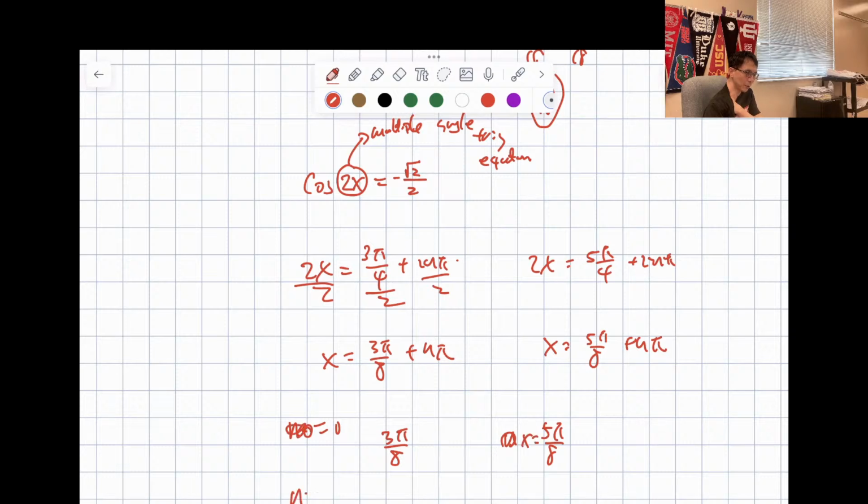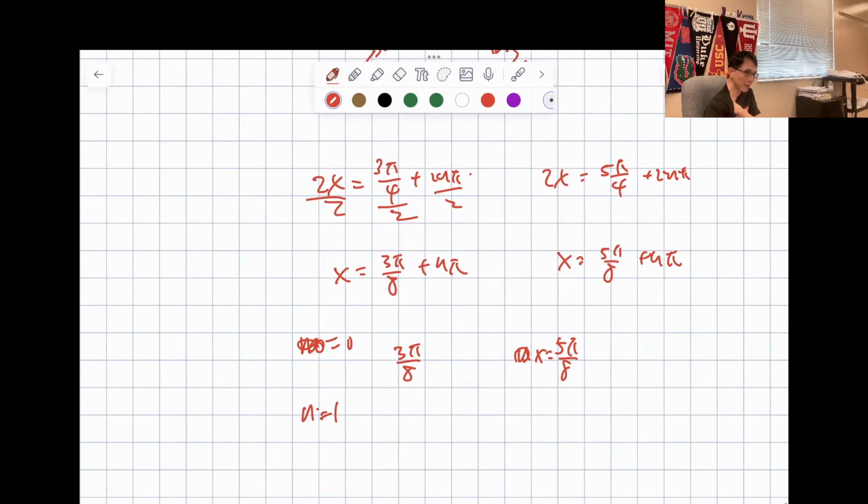N equal to 1, that means 3 pi over 8 plus 1 pi. So that makes 11 pi over 8. Does that make sense? And plus 8, so it's going to be 13 pi over 8.